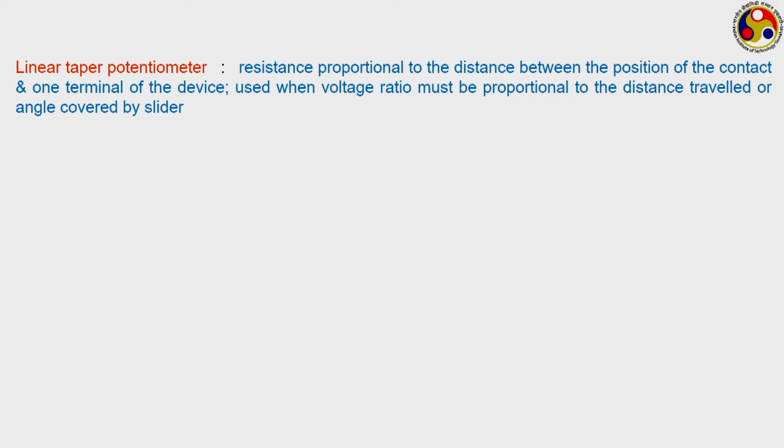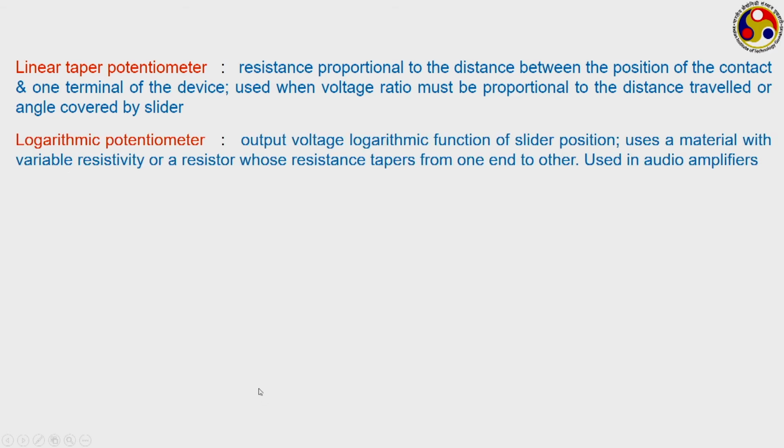But there can be another option also, which is referred to as a logarithmic potentiometer. Here, the output voltage is a logarithmic function of the slider position. We can achieve that either by using a material whose resistivity keeps on changing along the length, or a resistor whose resistance tapers from one end to the other. Now, how can we achieve this?